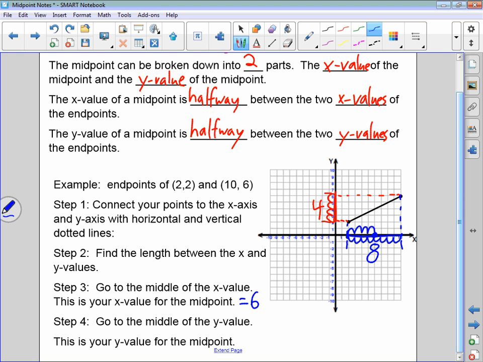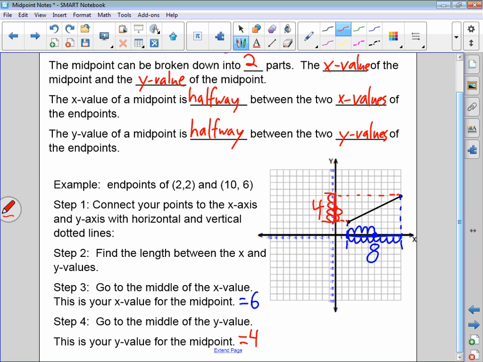And then I'm going to do the same thing for the y value. 4, half of 4 is 2. 1, 2. I'm right here. And I started at 2. This will be 2, 3, 4. So my y value is 4.